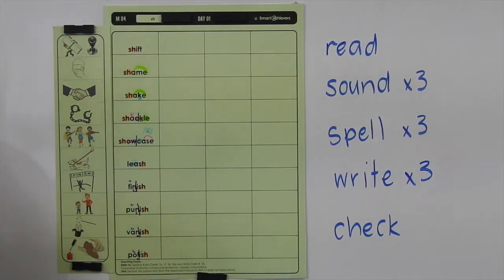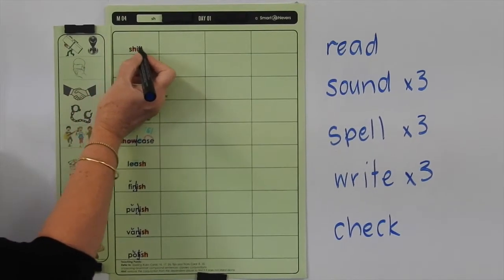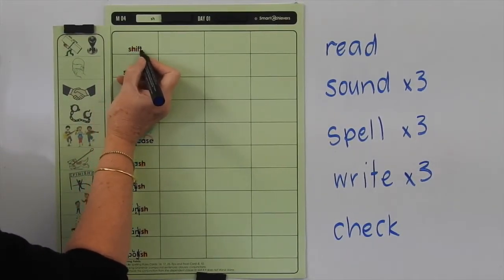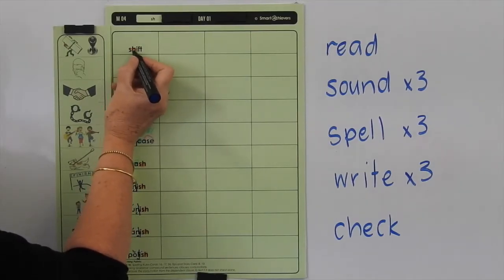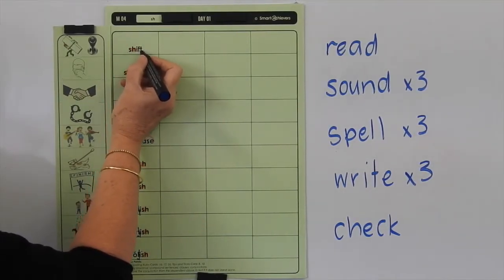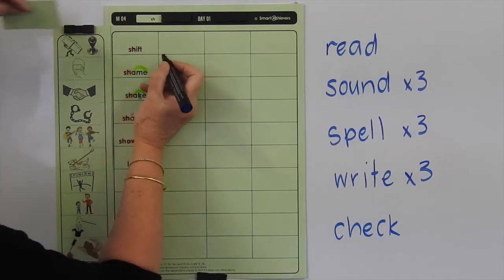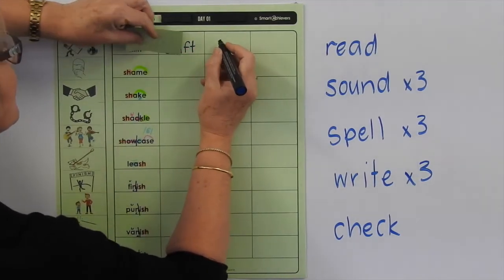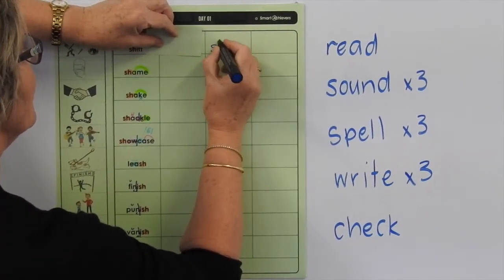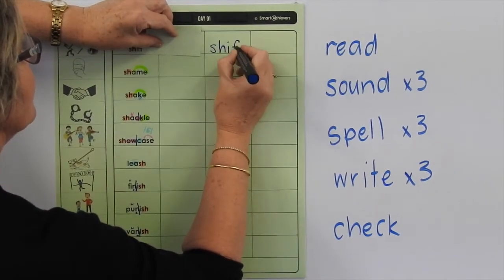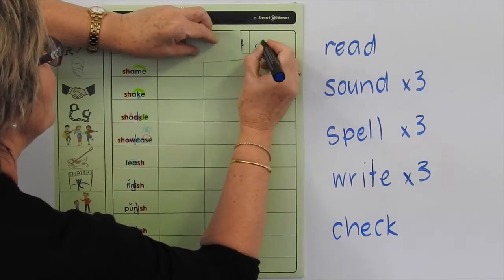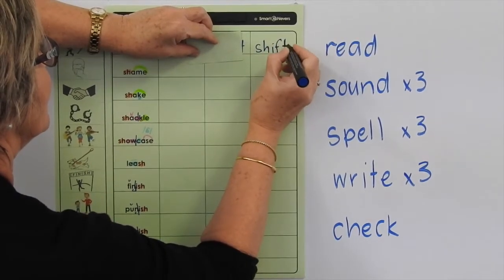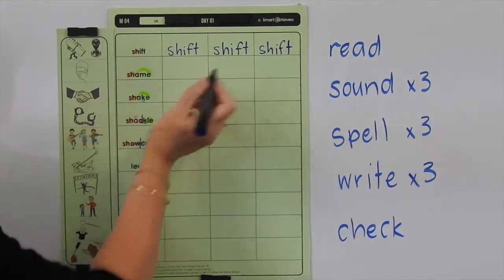Okay, so let's read the words, sound the words and spell the words, and we're going to cover them and write them without looking. So we've got shift, sh, i, f, t, S-H-I-F-T, cover it and write it 3 times. So you're going to read it, sound it 3 times, spell it 3 times and write it 3 times. Don't forget to look to see if you've made an error and go back, rub it out and try it again.